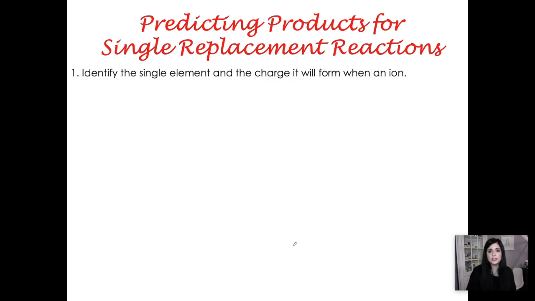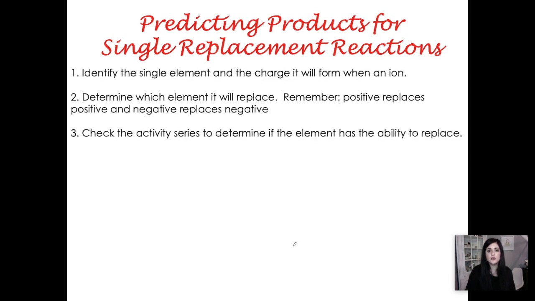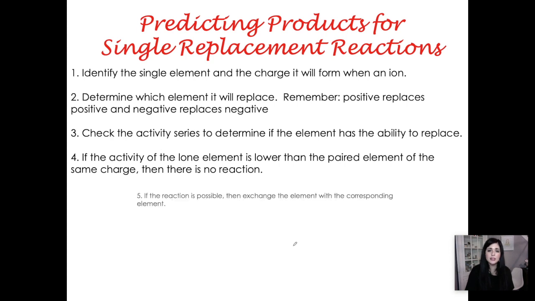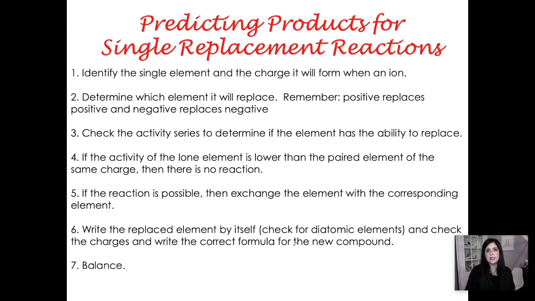And here are some steps on how to predict the products for the single replacement reaction. Again, you have that handout with those on it. What I'm going to do is walk you through each of these steps when we do those sample problems together. The only thing is, if you are looking at this, you'll see that step 3 says check the activity series to determine if the element has the ability to replace.